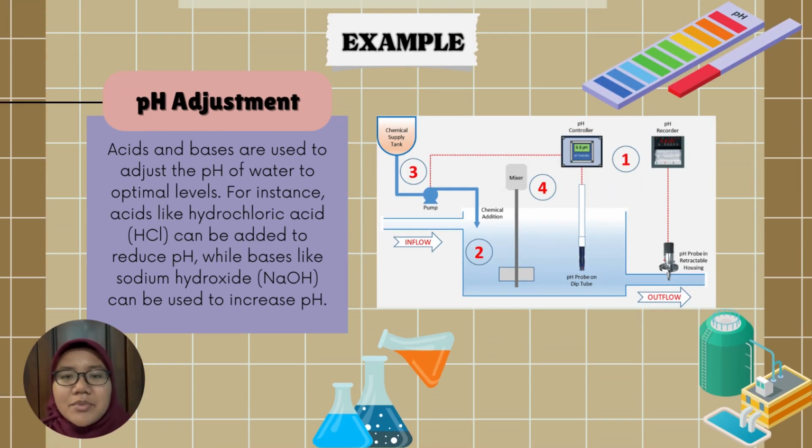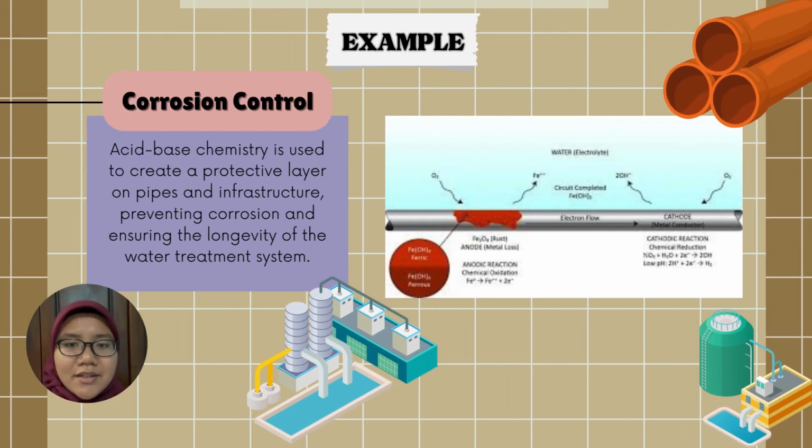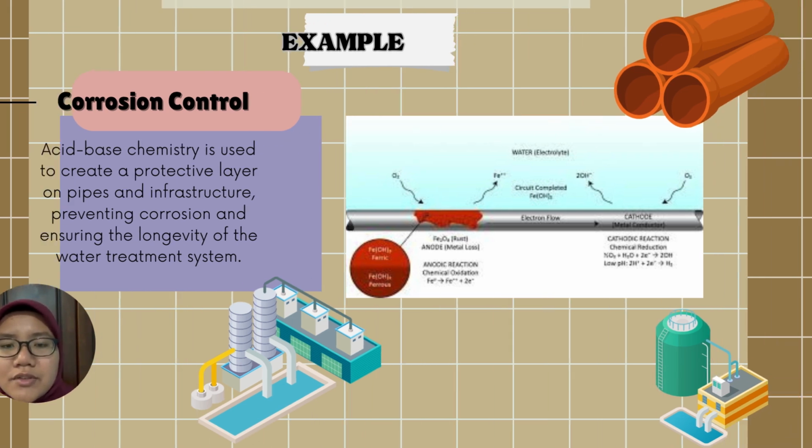The next example is pH adjustment. Acids and bases are used to adjust the pH of water to optimal levels. For instance, acids like hydrochloric acid can be added to reduce pH, while bases like sodium hydroxide can be used to increase pH. Other than that is corrosion control. Acid-base chemistry is used to create a protective layer on pipes and infrastructure. It will prevent corrosion and ensure the longevity of the water treatment system.